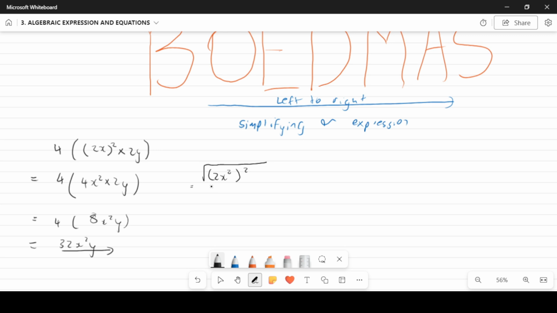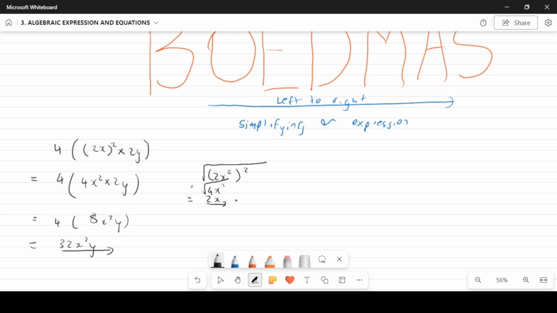So therefore this will be 4x to the power 4, the square root of that, and then we can simplify this to 2x. Right, very simple, very straightforward. So that's basically how we work with the root sign. We think of it as a bracket.